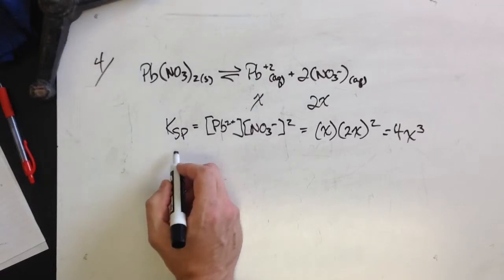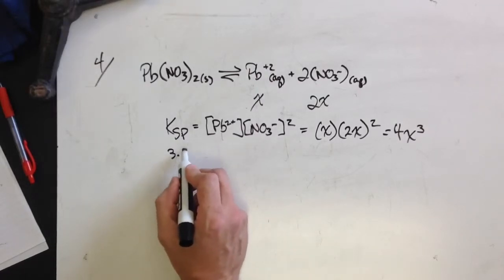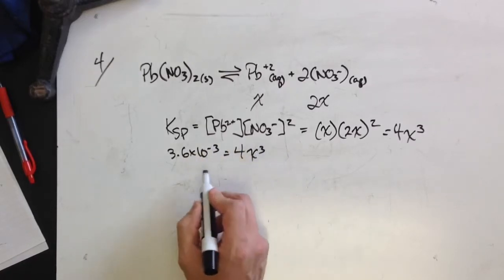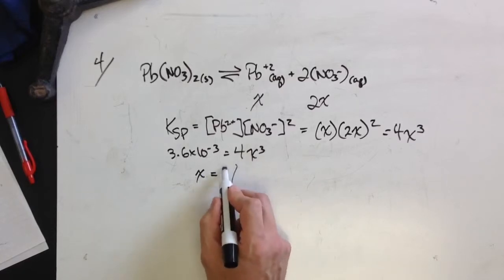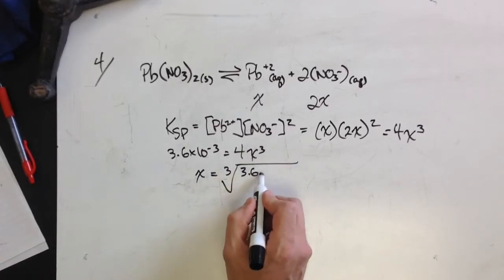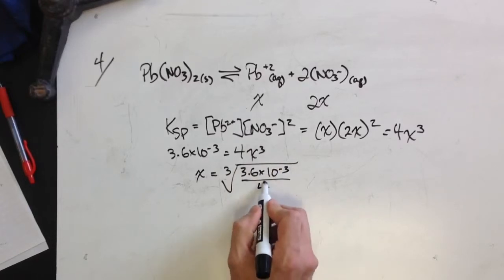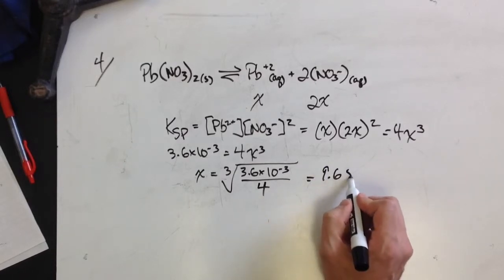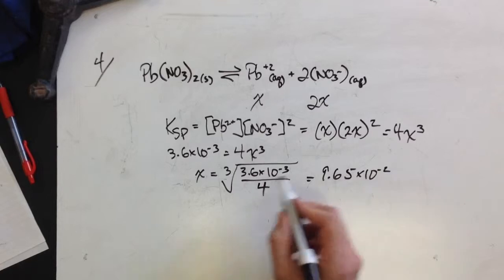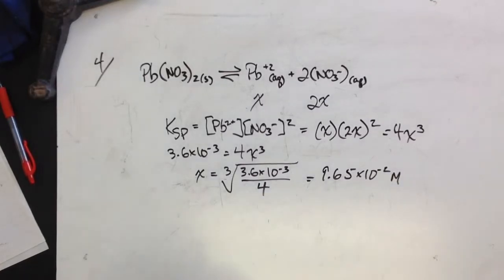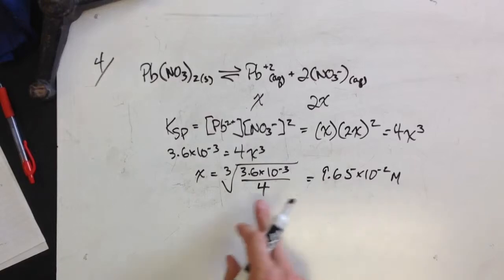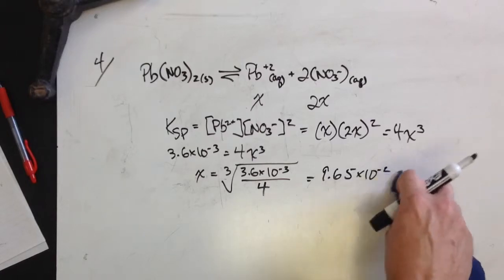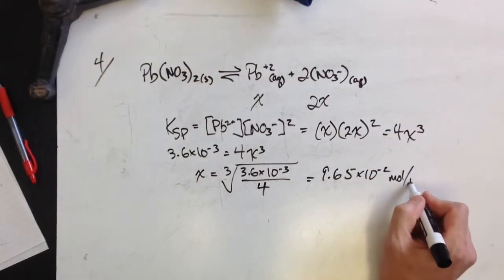So we're given the KSP, which is 3.6 times 10 to the negative 3 equals 4x cubed. X equals the cubed root of 3.6 times 10 to the negative 3 all over 4. And when you solve, you get 9.65 times 10 to the negative 2. Now that is the solubility, so that is in moles per liter. So we do care about units there. So if that's the solubility, in other words, and if you want, you could just call that, maybe you prefer to use moles per liter.